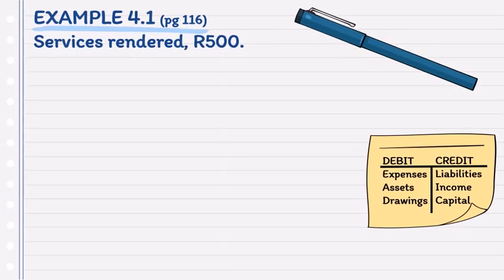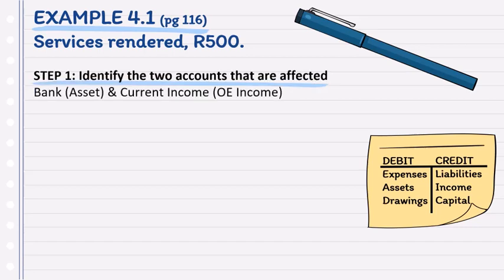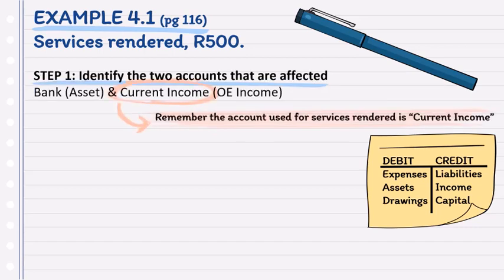Then example 4.1, services rendered for 500 Rand. The two accounts that are affected are bank and current income. Please remember that the account that is associated with services rendered is called current income, and it's an owner's equity income account. Now, in this transaction, we earned money, so our bank increases.